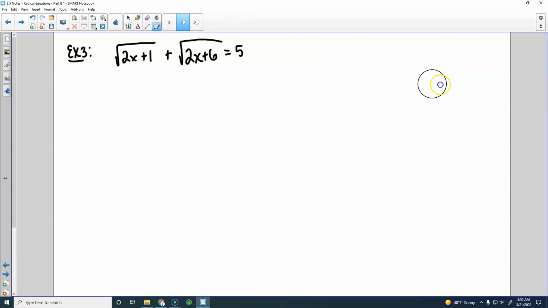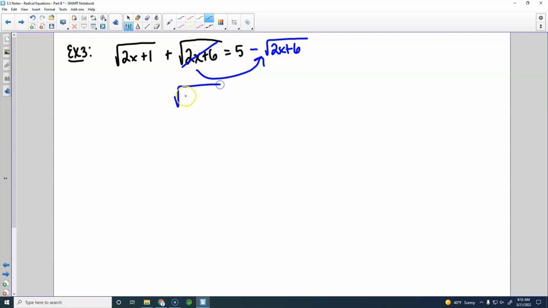So I would suggest avoiding that. It can be done that way, but I would avoid it. So to avoid it, we can just pick one of these, it doesn't matter which one, and move it over to the other side. So I'm going to take this square root of 2x plus 6 and make it a minus square root of 2x plus 6 right here. And so that will give us this. And that way we don't have 2 square roots in the same expression that we're trying to square, because that's going to give us a lot of trouble if we have that.